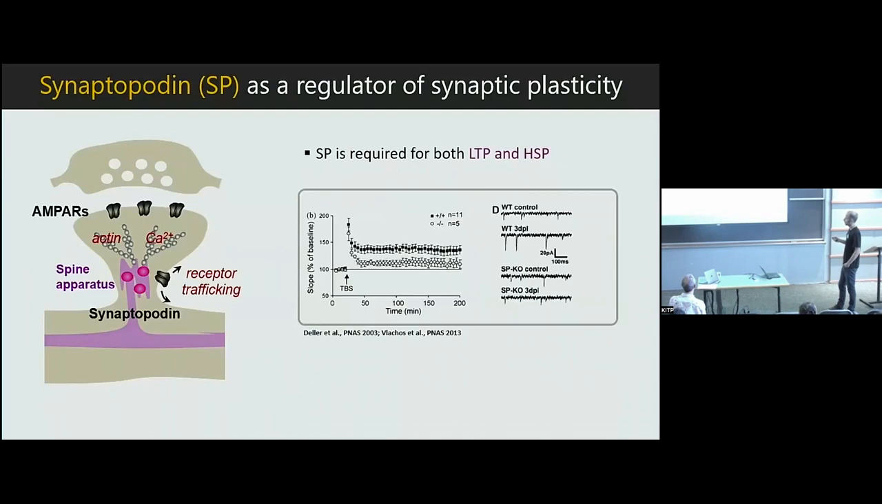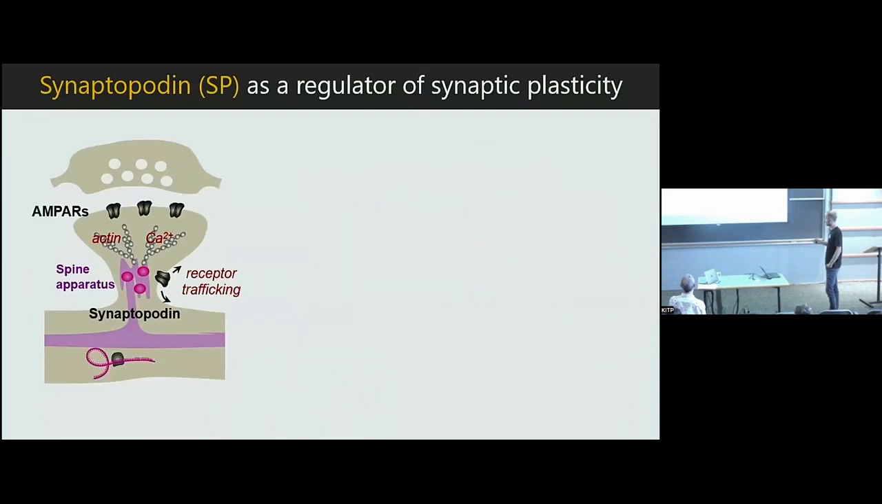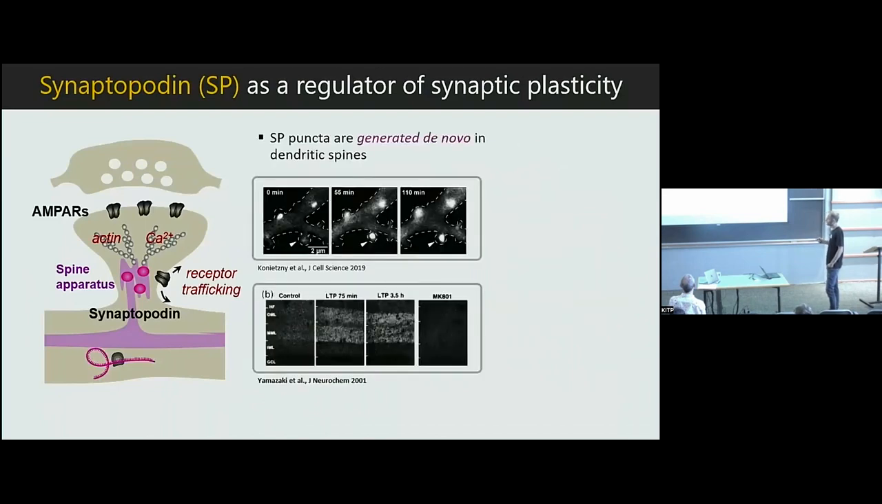And if you knock out Synaptopodin, you have a strong impairment in both LTP, but also homeostatic plasticity induced by presynaptic denervation or TTX treatment. So this puts Synaptopodin as a very critical actor in these two types of plasticity, probably acting through the actin dynamics or calcium homeostasis within the spine, or by regulating receptor trafficking. And the last point is that Synaptopodin might be synthesized locally, considering these few pieces of evidence.